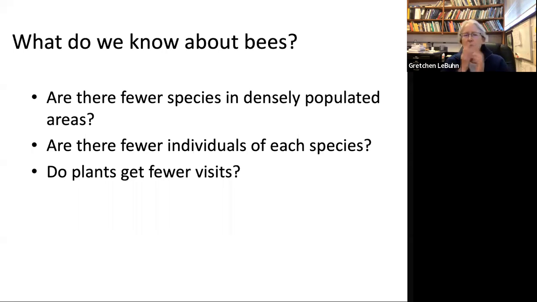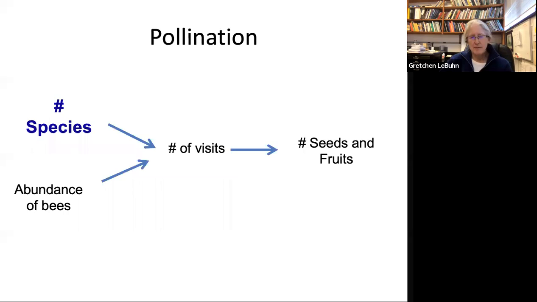So what do we know about bees? Are there fewer species in areas that are densely populated? Do we get fewer individuals of bees? What else do we see about how bees are put together? Let me bring you back to our map of pollination. So the first thing I want to look at here, I'm going to talk about work that's primarily been done in and around the city of San Francisco, which is where I'm based. But I think the results that we have are really transportable to almost any area.